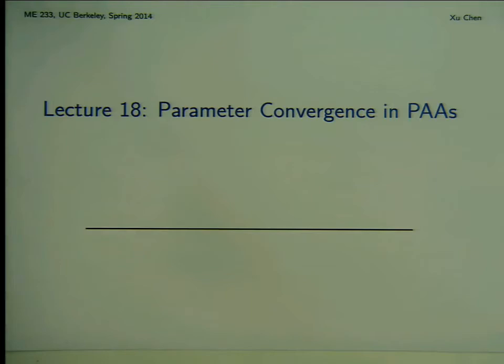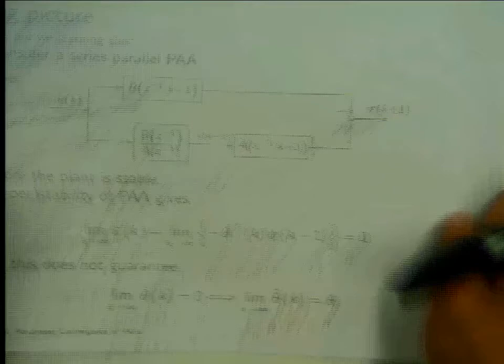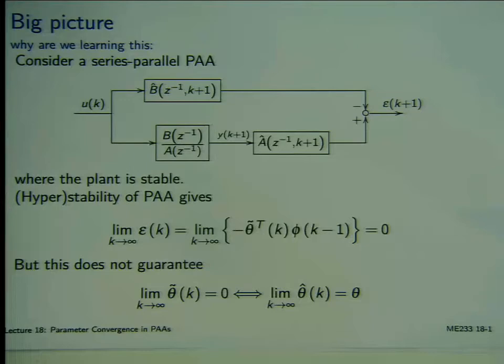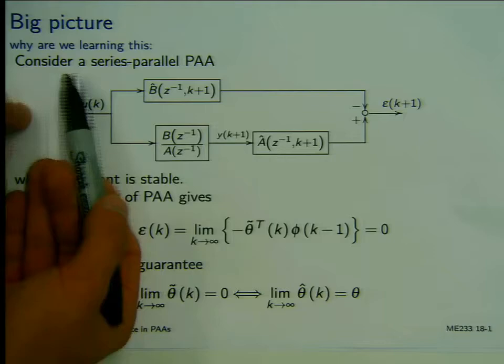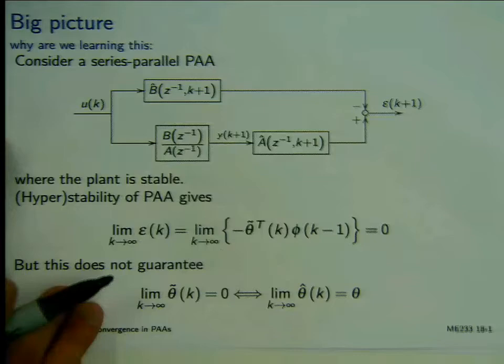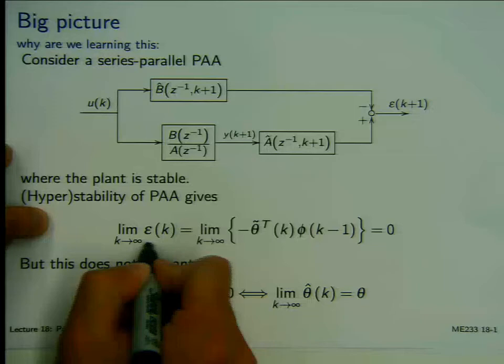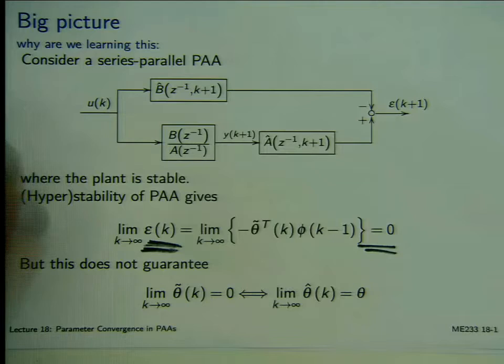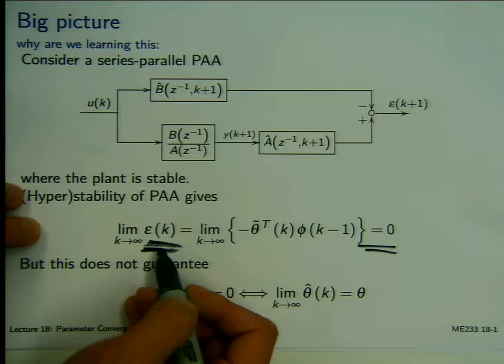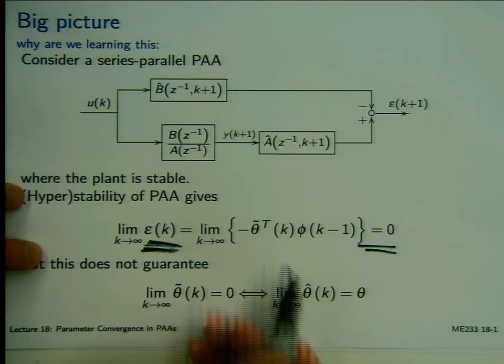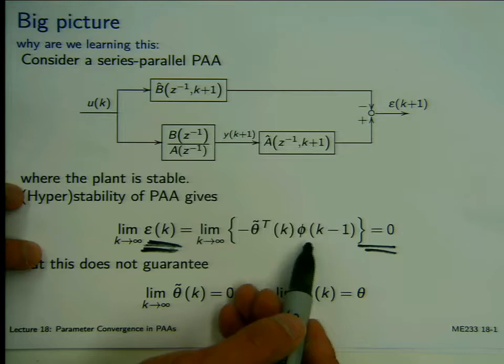Okay? So I have done a quick review of several classes of parameter adaptation algorithms we have learned so far. What I have motivated you to is that even if we consider a series parallel parameter adaptation algorithm, we have this picture here. Stability of this structure gives me that the error will converge to zero. But this adaptation error converging to zero doesn't mean theta tilde is converging to zero, because theta tilde might as well be orthogonal with phi, making this zero.